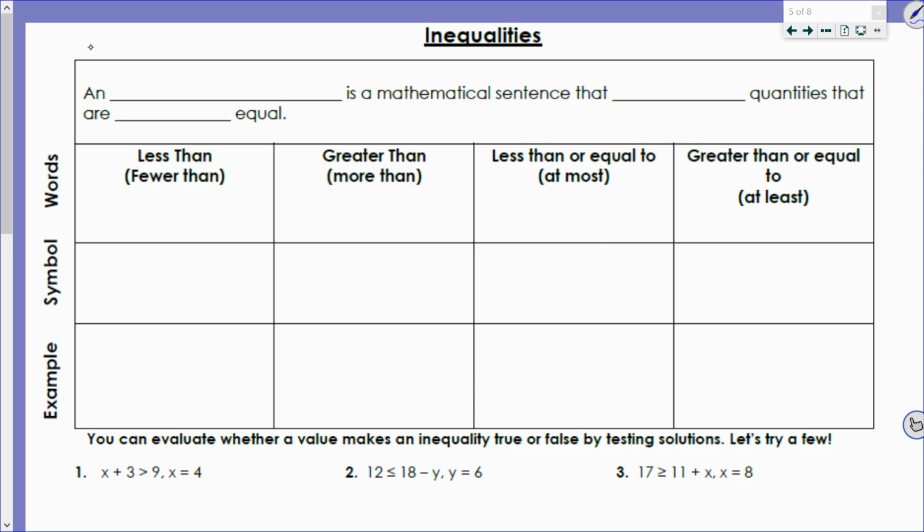So an inequality is a mathematical sentence. My board is really acting up today.